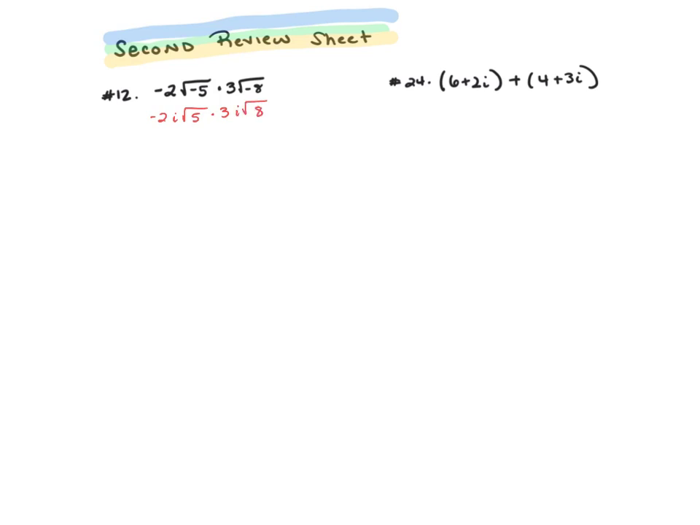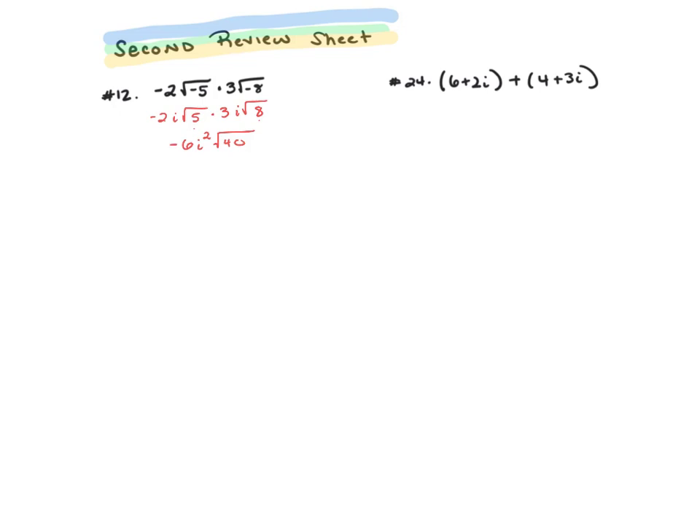Okay, so I could simplify the root 8. I can't simplify the root 5. So I think what I'm going to do, this is all multiplication. There's no addition, subtraction. I'm going to multiply the coefficients. Get negative 6. i times i is i squared. Root 8 times 5 is 40.